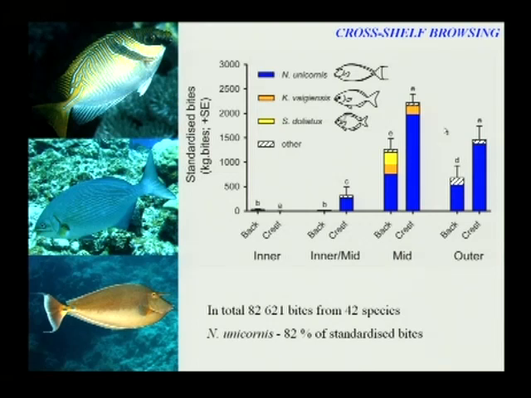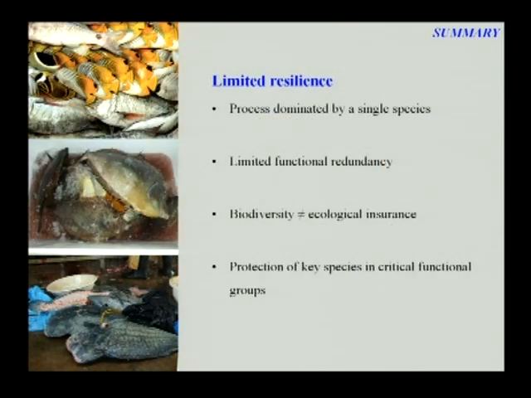Again, overall, what do we see? Okay, over 82,000 bites from 42 different species that were observed feeding on the Sargassum across those eight reefs. Again, Naso unicornis, 82% of the mass standardised bites across the entire shelf. So what it actually appears is that this process of macroalgal removal that we're viewing as being a critical process on coral reefs is dominated by a single species, at least in this area of the Great Barrier Reef, suggesting that there is limited functional redundancy.